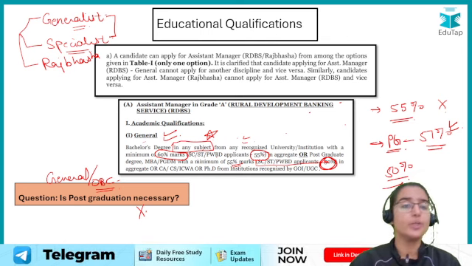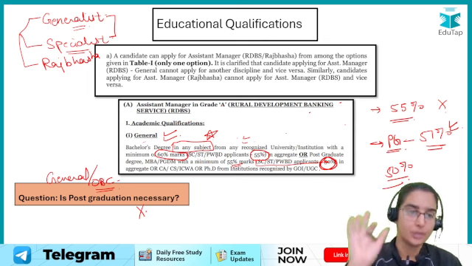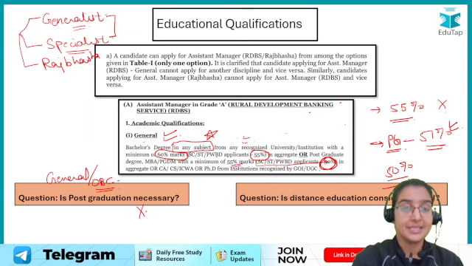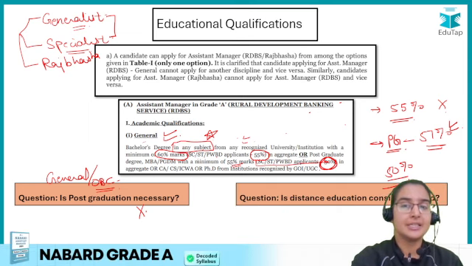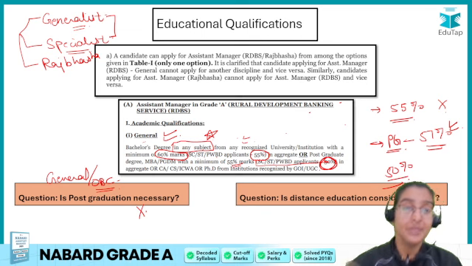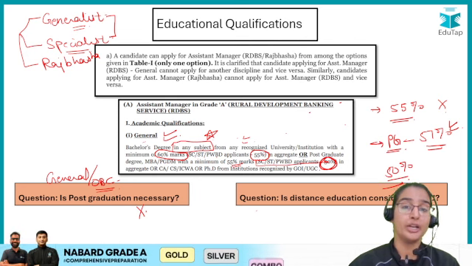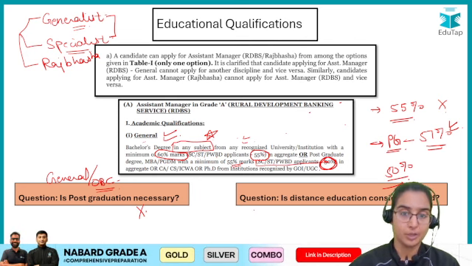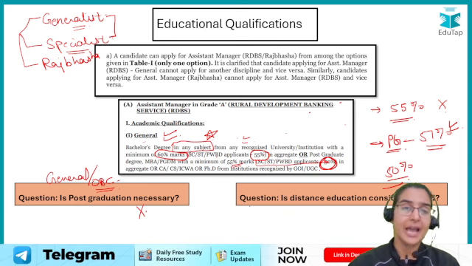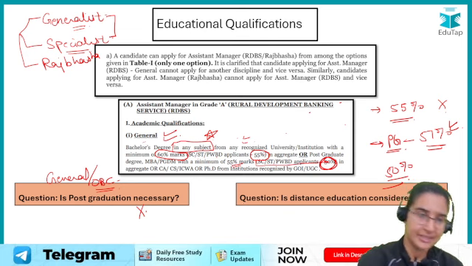So post graduation is not a necessity here, right? Only a simple graduation with 60% marks will make you eligible for the NABARD grade examination. The second question which arises is, is distance education considered valid? So yes, distance education is considered valid as far as the NABARD exam is concerned. Even if you have done your graduation from any distance university or through open universities, in that case also you can apply for the NABARD exam.